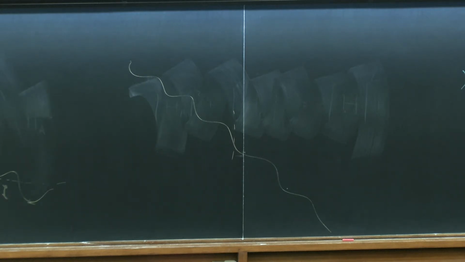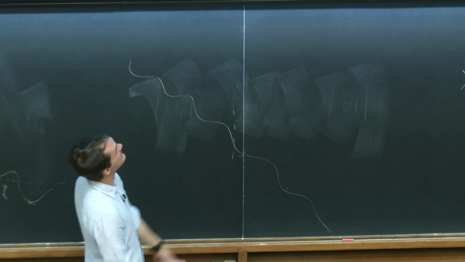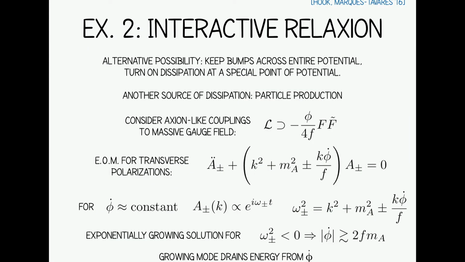Okay, so now what we want to imagine is this field, this axion-like field, the one that's evolving over some potential with bumps in it. And we want to see how this coupling can serve as a source of dissipation that turns on at a particular point in the evolution of the field.